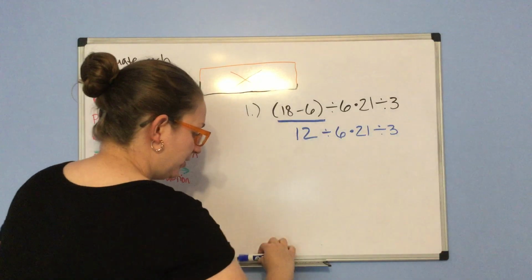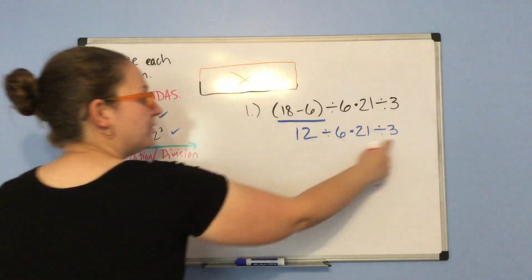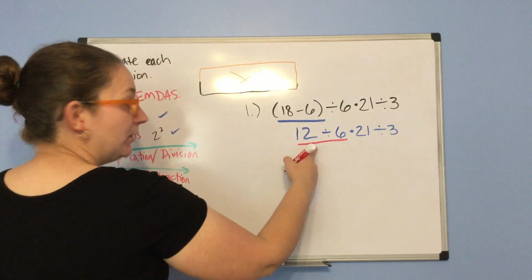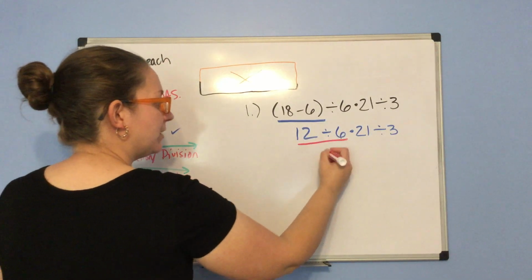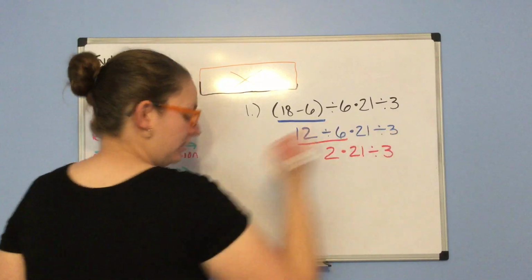Next up would be multiplication and division. I actually have a lot of this going on. I'm going to do them in order left to right. So the first one I see right here, I'm going to do first, even though it's division. 12 divided by 6 is 2. Everything else continues down.